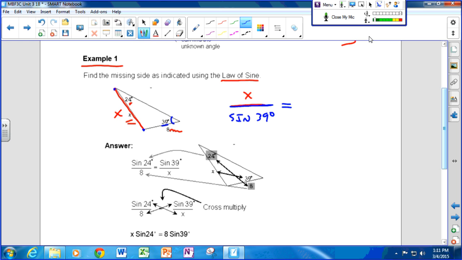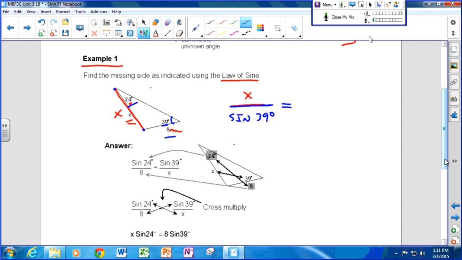So x over sine 39 degrees equals, and now all we need is another side and an angle. What we need is a side and an angle that are opposite each other. That's the important piece. If we didn't have that, we'd be stuck at this point. We'd have to break out the kryptonite, and we'd have to wait until next lesson, Monday, to see how that one works. But fortunately here we have the 24 degrees, and then we have the 8 meters. So we have an angle and a side opposite.